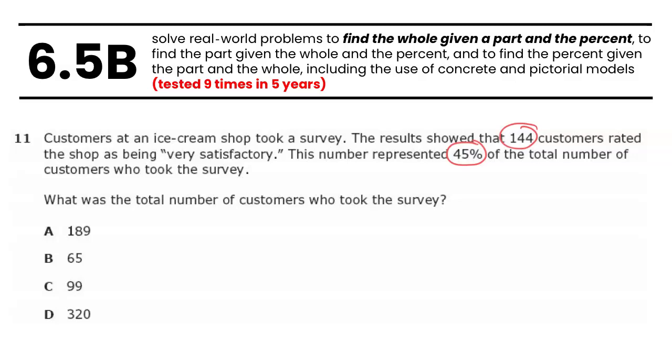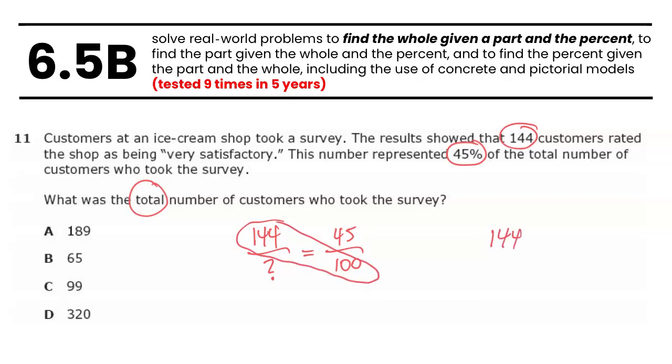And so when I set up my percent proportion, I'm going to have the part over the whole, which I'm looking for. I'm looking for the total or whole number of customers who took the survey, and that's going to equal 45 over 100. Doing the cross multiplication here is going to end up with 144 times 100, which will be 144 with 2 zeros on the end, and then we will divide that by 45.